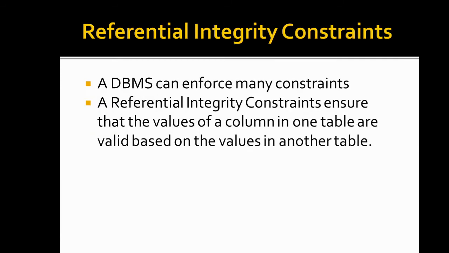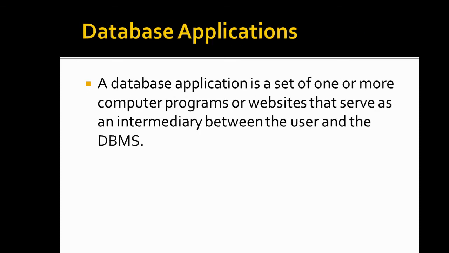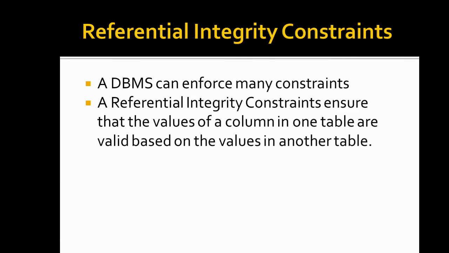Referential integrity constraints. A DBMS can enforce many constraints. A referential integrity constraint ensures that the values of a column in one table are valid based on the values in another table. I don't know if we have an example on the next slide. So let's go back. Let's say, for example, we have two tables, an employee table and a department table. Inside the employee table, we have a column, department number, which we can use to reference the department table.